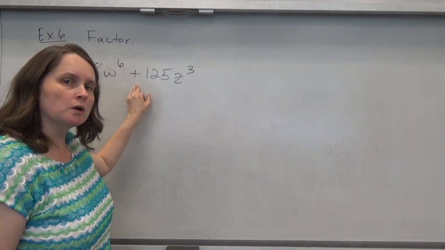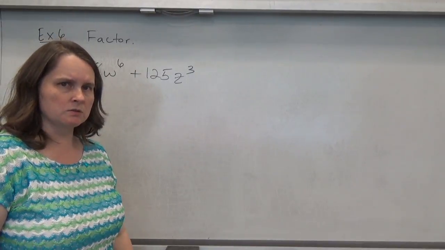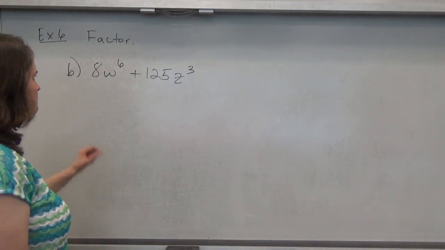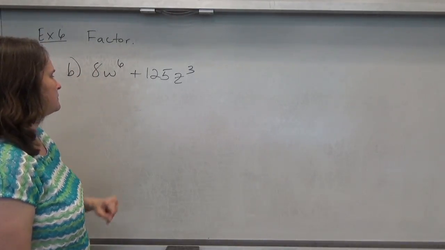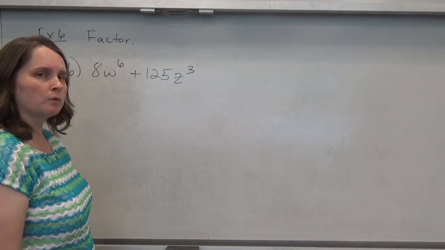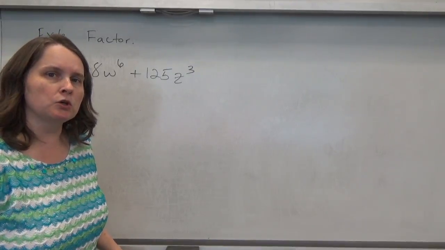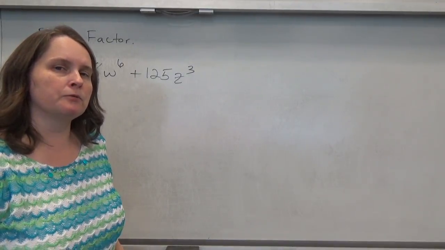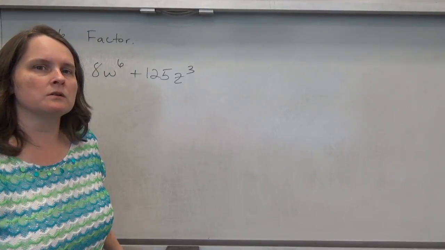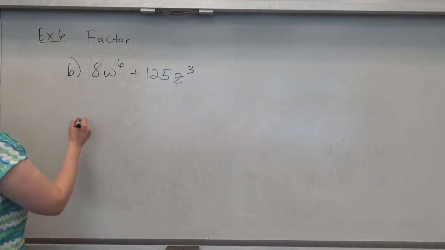Always make sure that you get any GCF. Is there anything that we could take out of these two terms? There is no common factor between either the variables or the coefficients. So we're just going to jump into the formula. We're doing the sum of cubes formula: a cubed plus b cubed equals a plus b in parentheses times parentheses a squared minus ab plus b squared. So we're going to do our a.